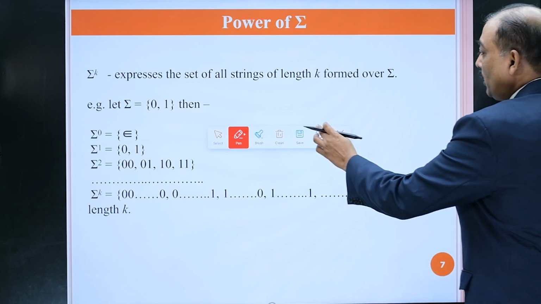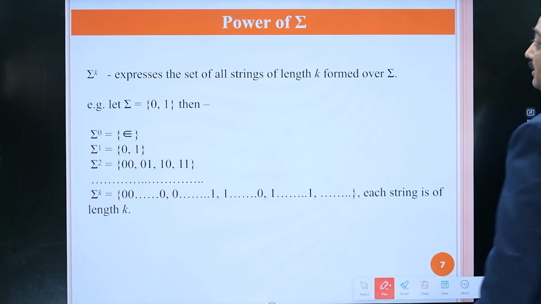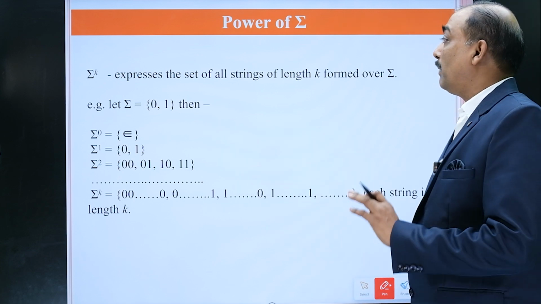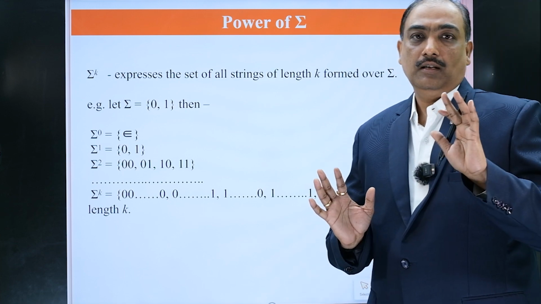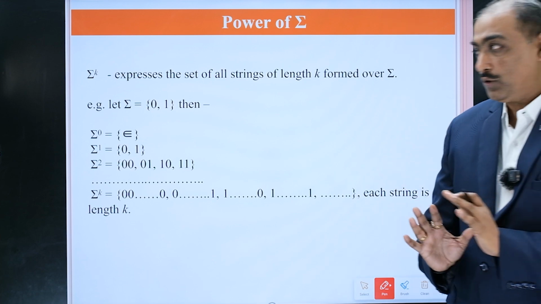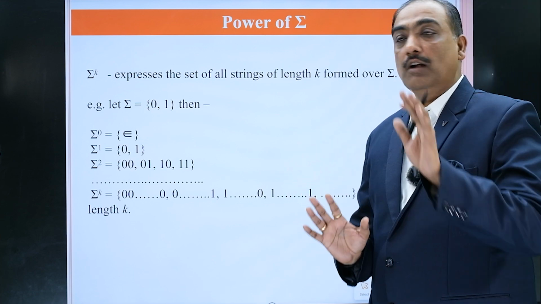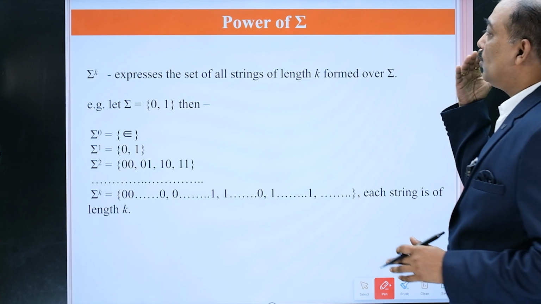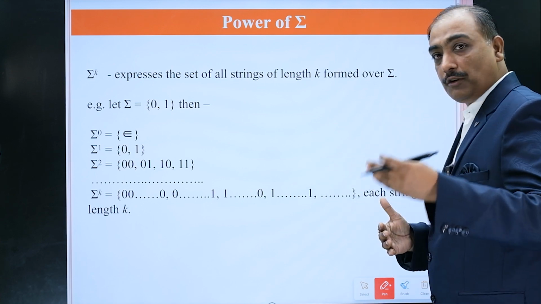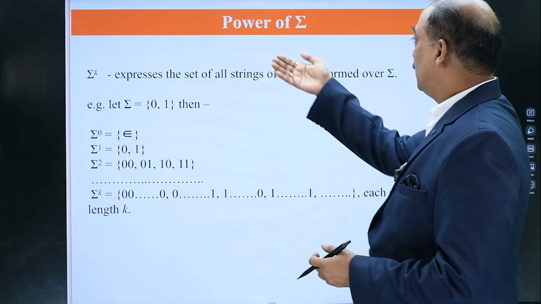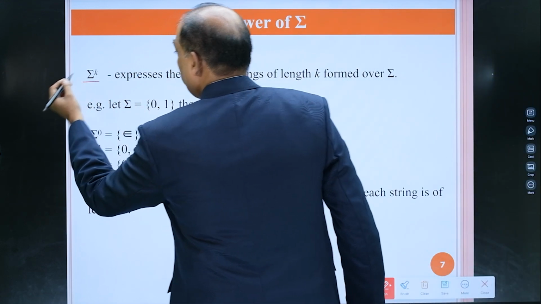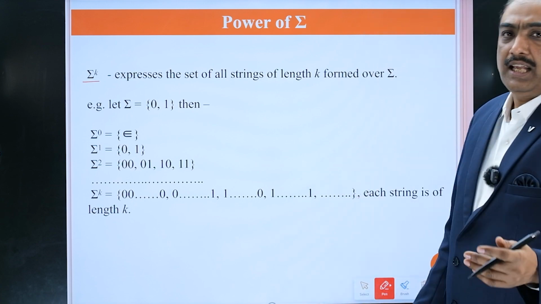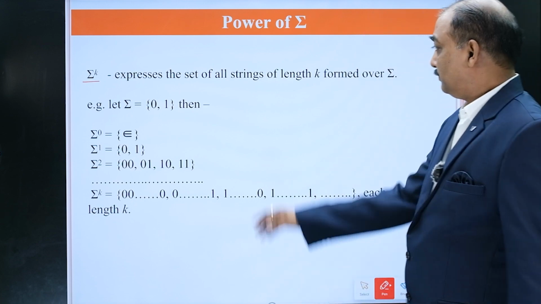Another important term we need to know is called the power set. Powers of sigma. We have understood what sigma is: sigma is a finite set of symbols. So that is our sigma or alphabet. Now, whenever I want to take some combinations of this sigma, we need to speak about power of sigma. That is represented as sigma to the power k, where k is any positive integer.